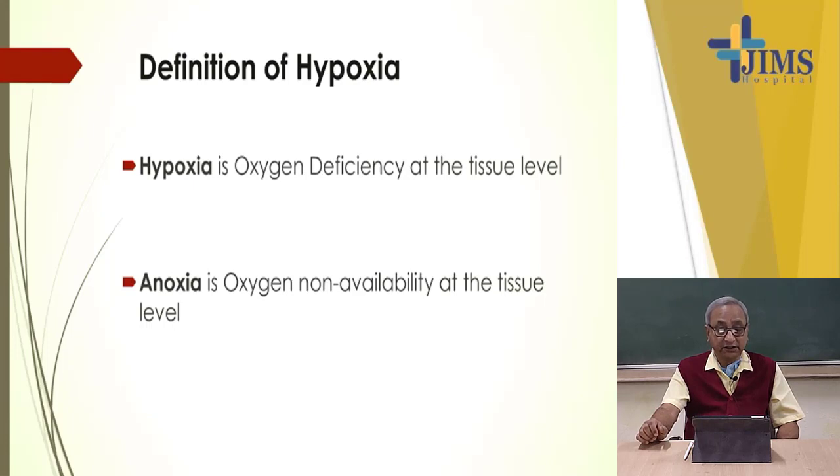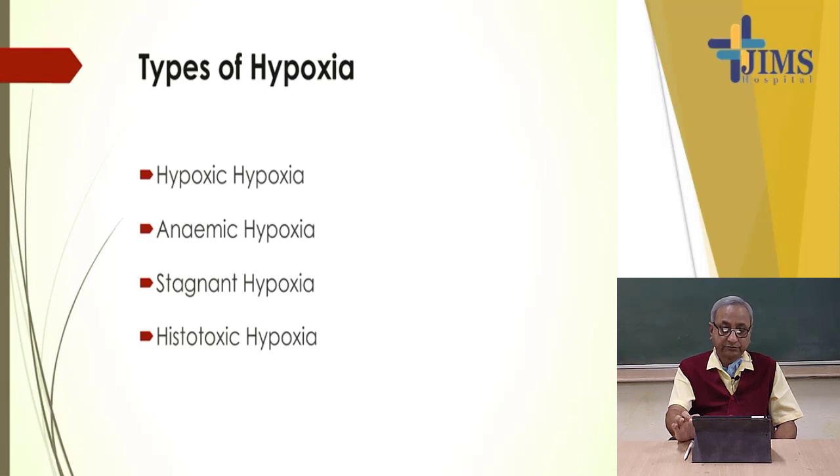What is anoxia? It is total lack of oxygen at the tissue level. Hypoxia at least has some amount of oxygen at the tissue level. What are the types of hypoxia? There are basically four types: hypoxic hypoxia, anemic hypoxia, stagnant hypoxia, and histotoxic hypoxia.